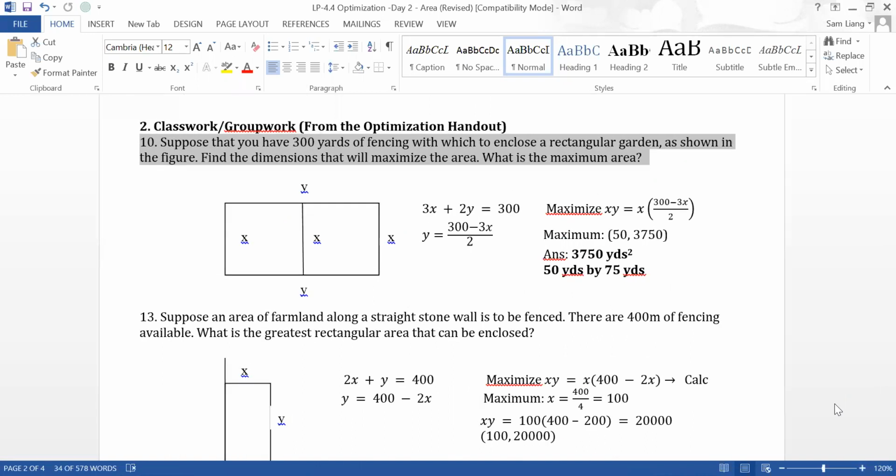Suppose you have 300 yards of fencing with which to enclose a rectangular garden, as shown in the figure. Find the dimensions that will maximize the area, and what is the maximum area? All right, thank you for that.